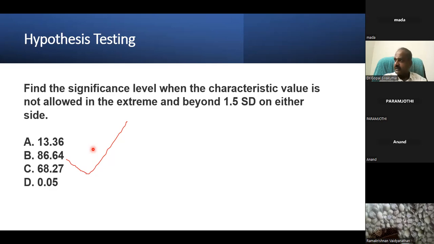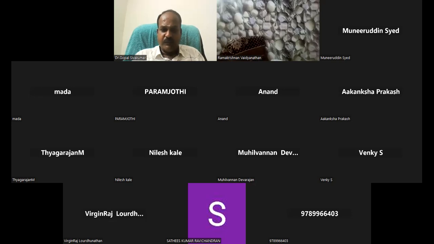Find the significance level when the characteristic value is not allowed in the extreme, beyond 1.5 standard deviation on either side. How many of you understand the question?